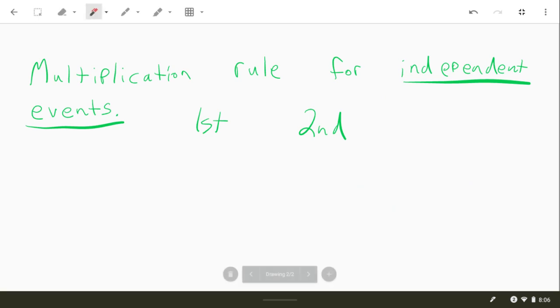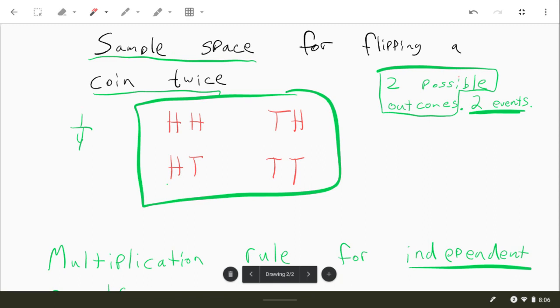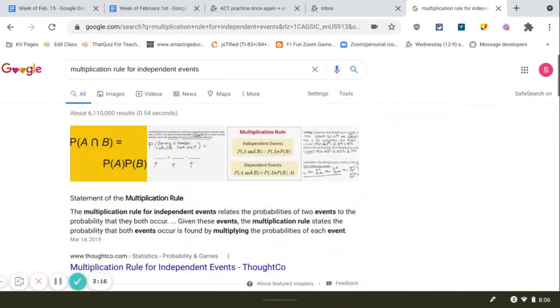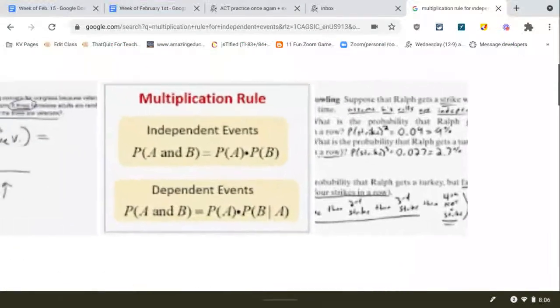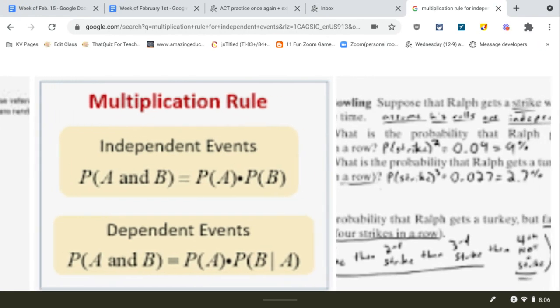We have independent events because, flipping the coin twice, no matter how many times you flip the coin, the previous results do not impact that. All right. So the multiplication rule for independent events is right here. It says if you want the probability of something to happen and something else to happen, what you can do is multiply the probabilities. P of A times P of B.